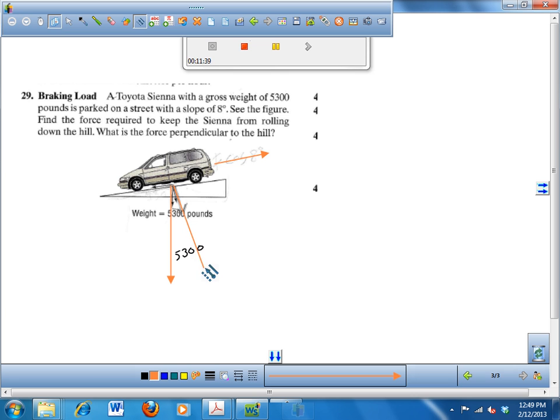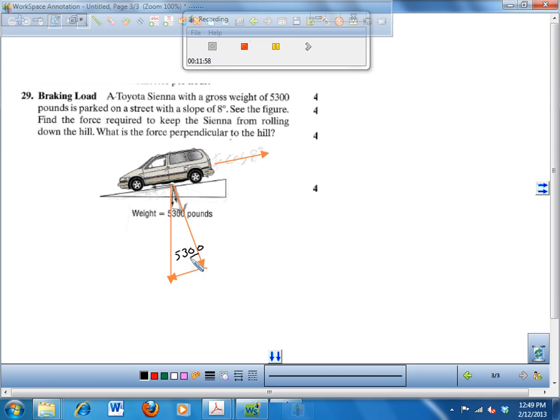One is going down this way, perpendicular to the ramp, and one is going this way at 90 degrees to that. Do you see that if I add this plus this, I would get this, 5,300? And this right here is a 90-degree angle. You can make little triangles with vectors just like you make triangles with lengths, except this stands for forces rather than lengths. So you're going straight down with 5,300, but then you can do some geometry. Remember geometry? This is a 90-degree angle.